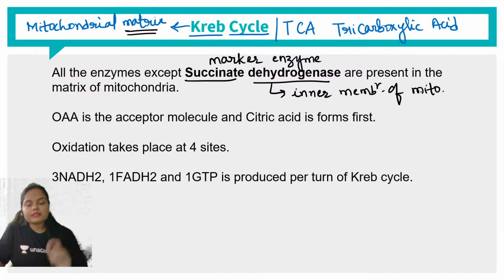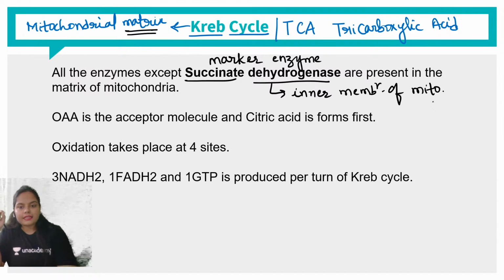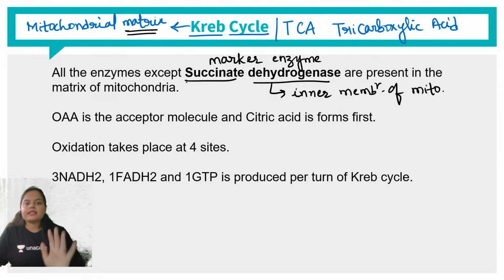And when you study the electron transport chain, you will see that it is one of the components of the electron transport chain. We know that the electron transport chain in mitochondria is present in the inner mitochondrial membrane, right? And the succinate dehydrogenase enzyme is one of its components. So it is found in the inner membrane of mitochondria, and all the rest of the enzymes are found in the matrix of the mitochondria.